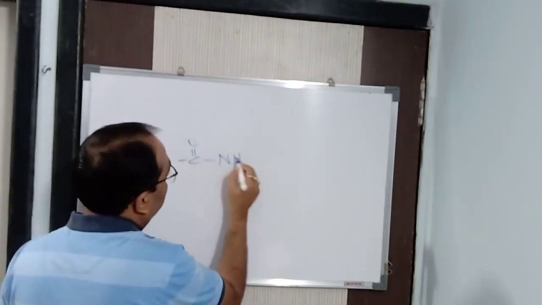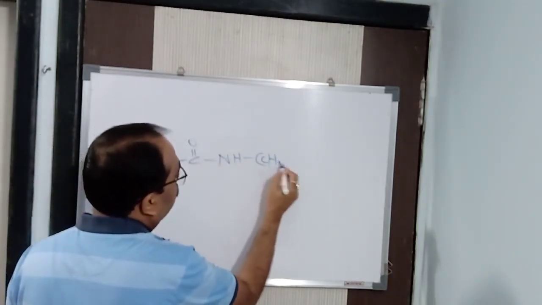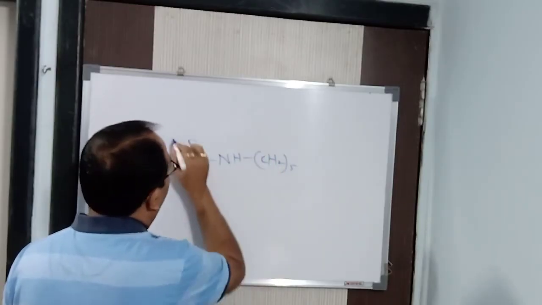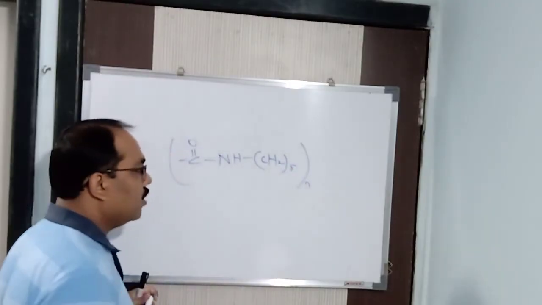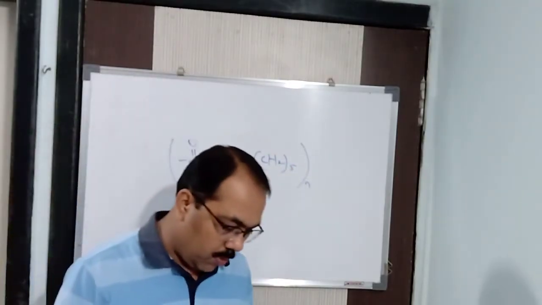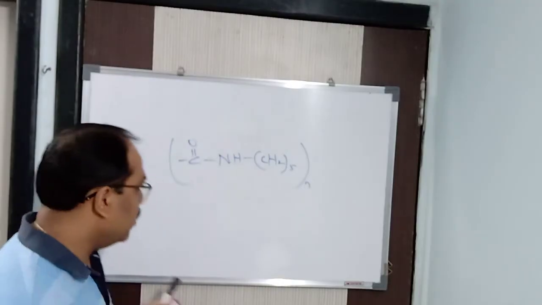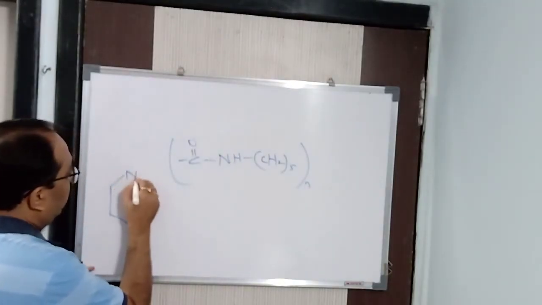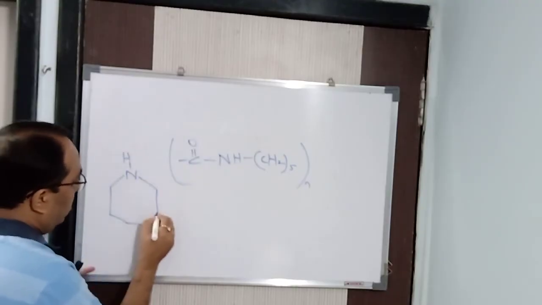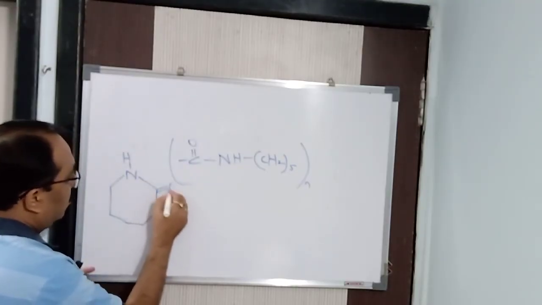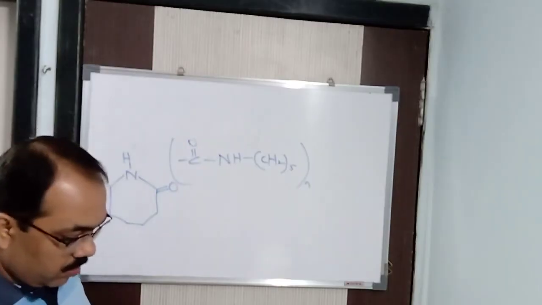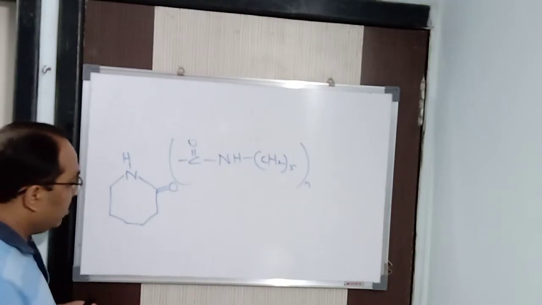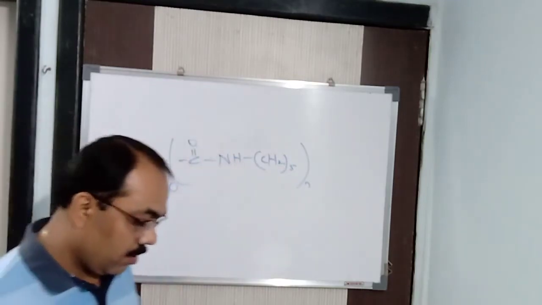Then NH, then single bond CH2 whole 5, got it, whole N. This is nothing but nylon 6, which we prepare from caprolactam. This is your caprolactam. Here it will be NH and it will be here double bond O. This is known as caprolactam, so to say. We can say that this is called caprolactam. Clear? From here we get this particular nylon 6.